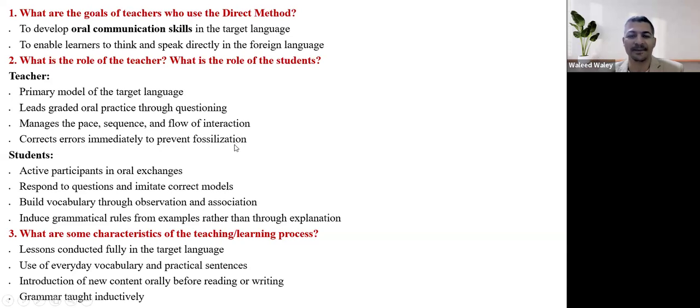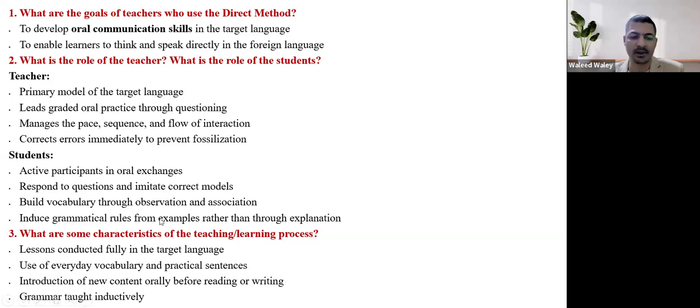And students are active participants, as Ala said, in oral exchange. They respond to questions, imitate correct models, build vocabulary through observation and association, and induce grammatical rules from examples rather than through explanation, as what happened in the grammar translation method.